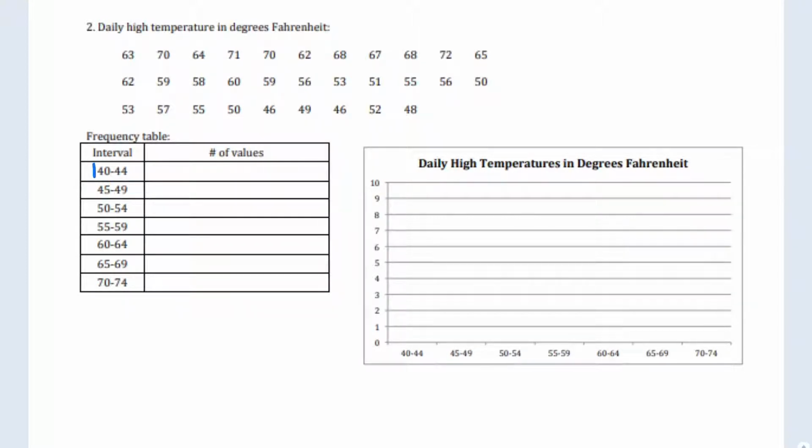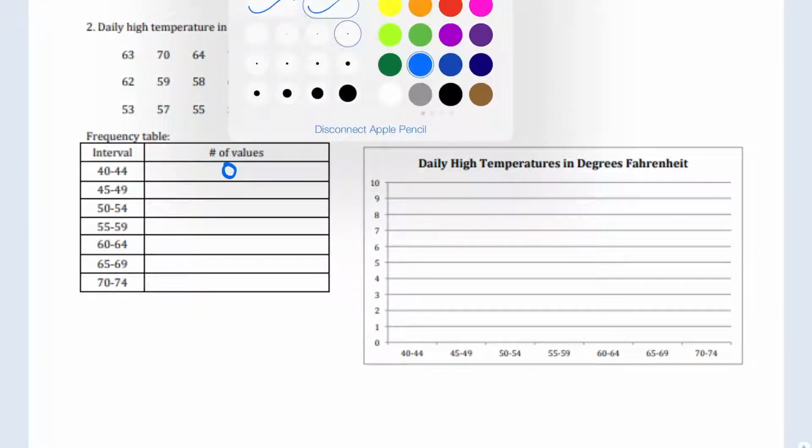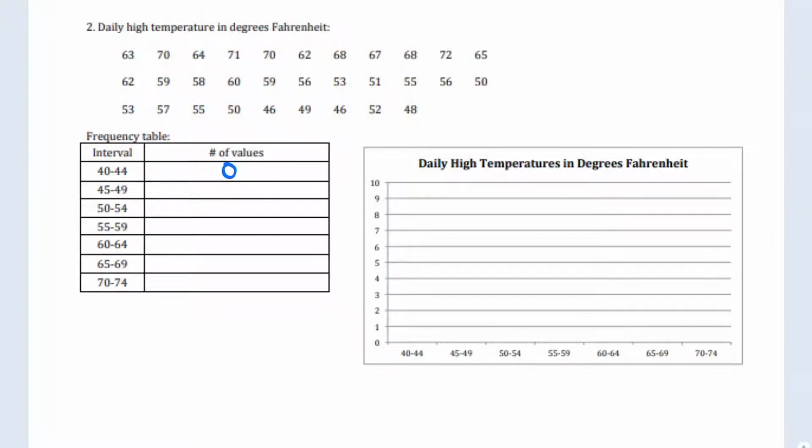Okay, so let's fill out the first few together. So 40 to 44, do you see any temperatures that are the numbers 40, 41, 42, 43, or 44? Nope, I don't see any. So the number of values is going to be 0. Next, I'm looking for the numbers 45 to 49. I am including 49 again because if you look at my next interval, it starts at 50. So I need to include 49 in this previous interval.